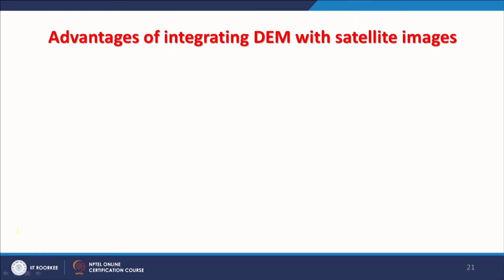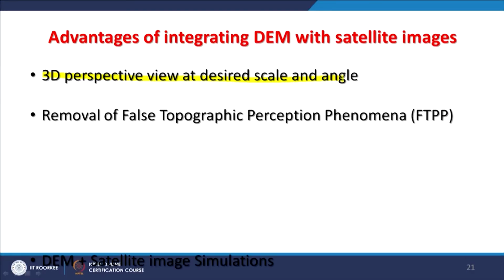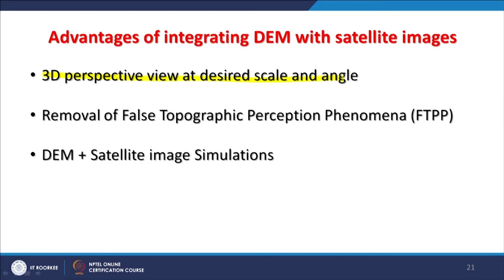So what are the advantages? Many advantages we have seen in between, but in a nutshell, the advantage is that you can create the 3D perspective view at desired scale and angle using a GIS platform, or if you do not want too much processing, initially you can start a feasibility study with Google Earth, and later on you can move further. Removal of false topographic perception phenomena I have already discussed with you, and DEM and satellite image simulations are possible, DEM and satellite image animations are possible.